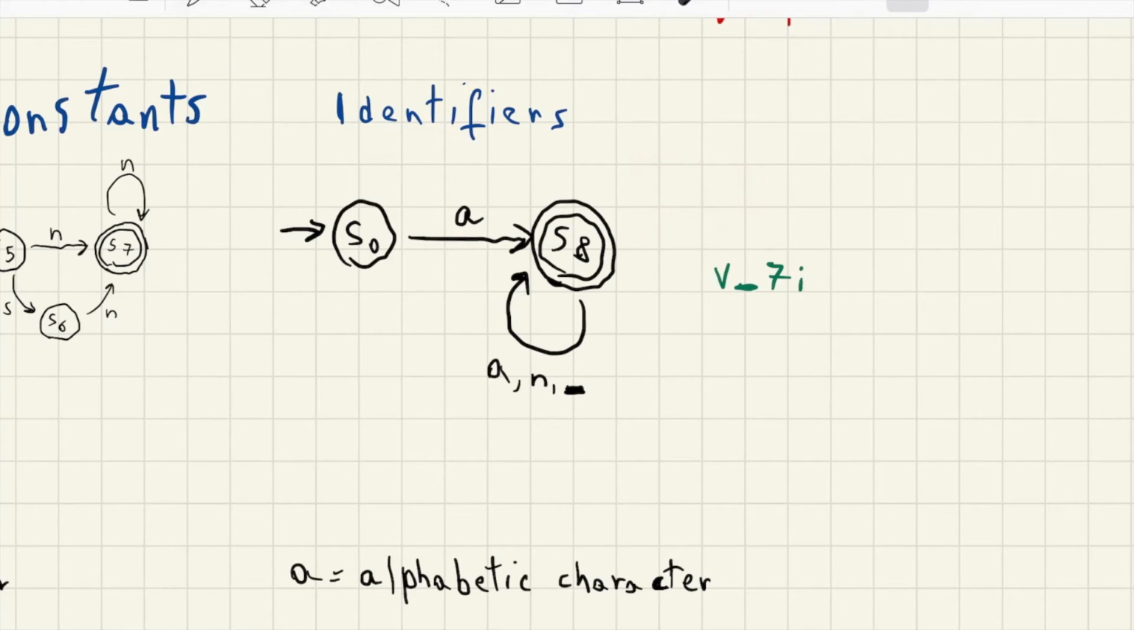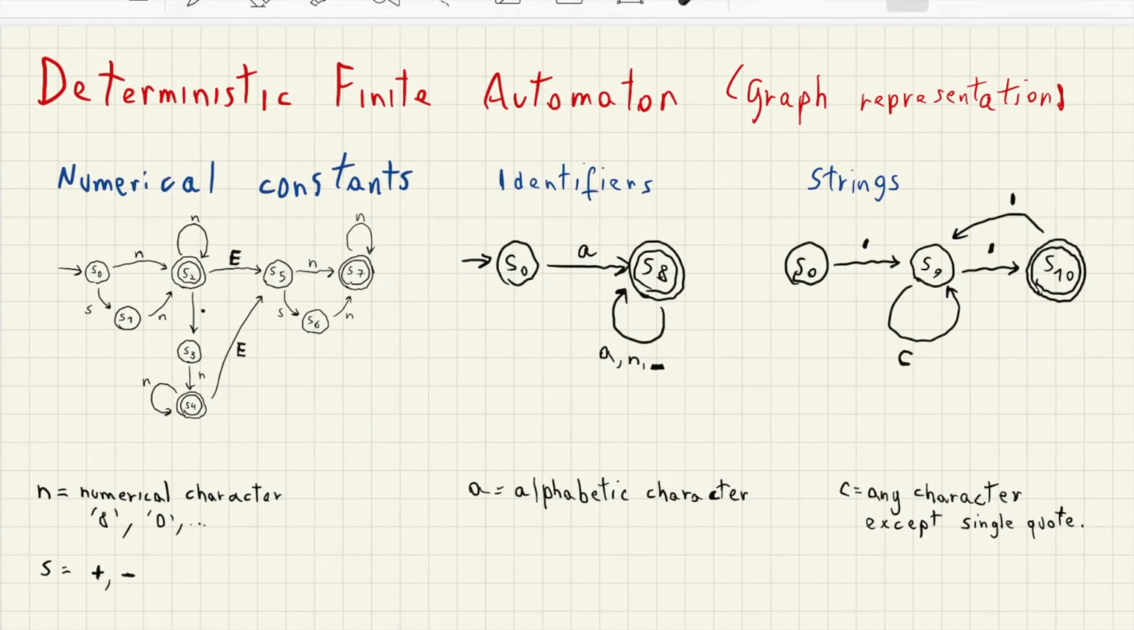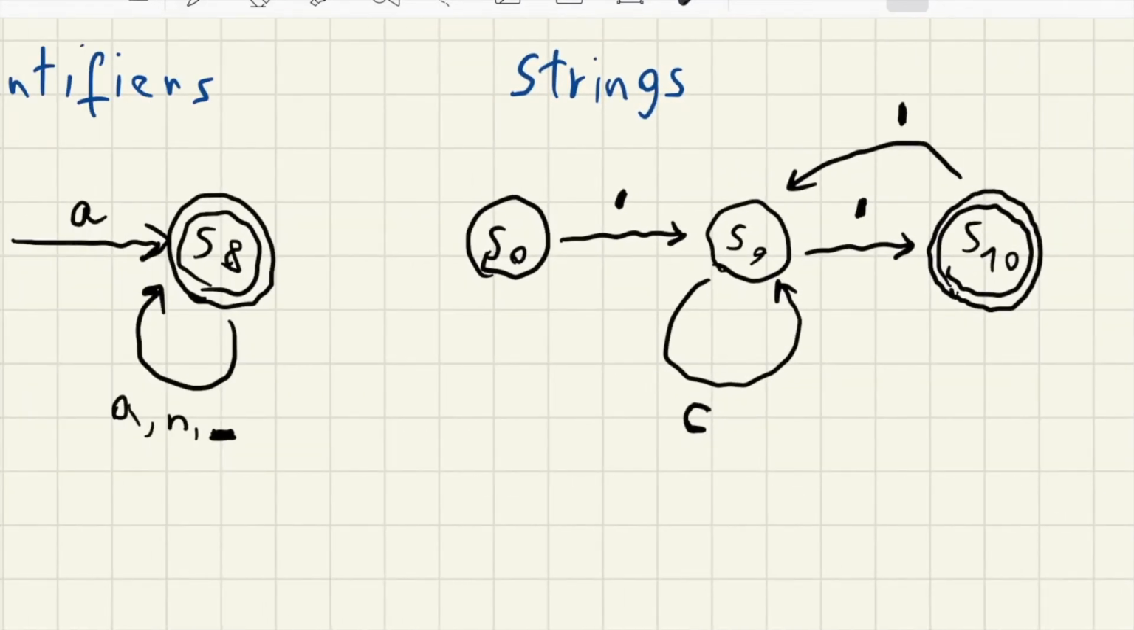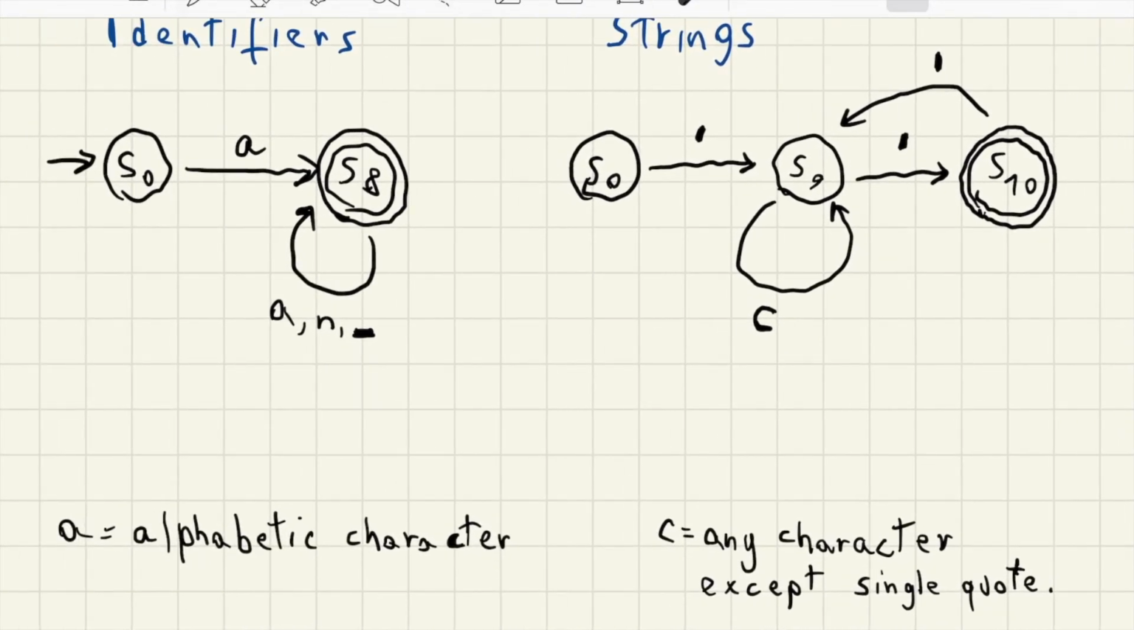Okay. And the final part is for strings. And here C represents any character except the single quote.